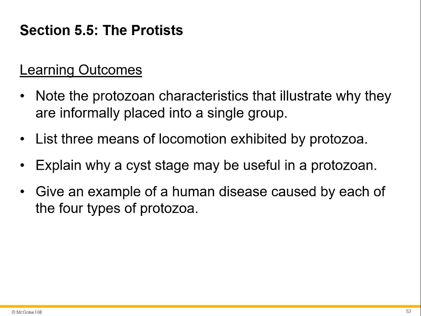So our second group of eukaryotic microbes are the protists, and this is the subject of section 5.5. We're going to look at the different types of protozoan and the means of locomotion that they use, and that's going to be the main focus of this section, and that's how we classify them.